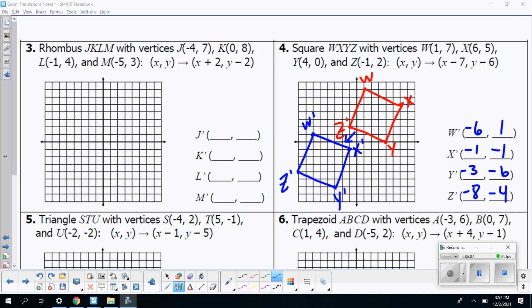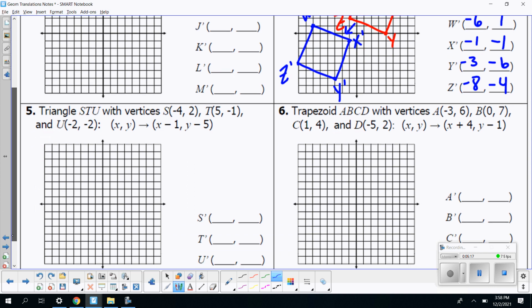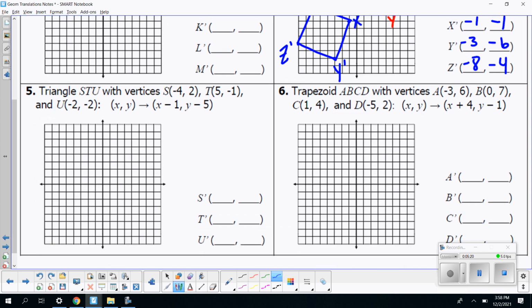Okay, go ahead and check number 4. We have translated my red square to my blue square. Okay, now I want you to try number 5. I want you to transform that triangle and put the answers for the translated points into Edpuzzle. So pause your video and answer that.